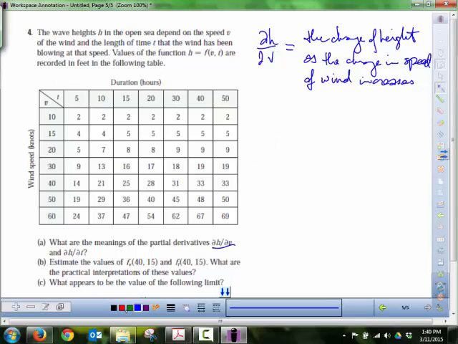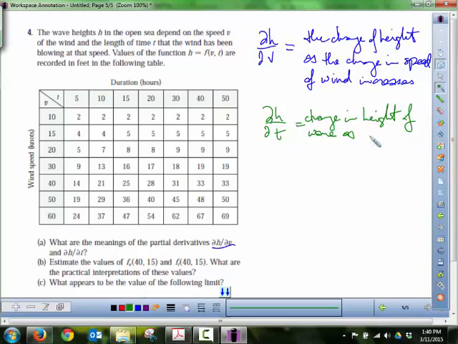And so dH/dt would be the same thing, the change in the height of the wave as the time goes forward. So what you're saying is that you're fixing the wind speed, you're fixing v, the wind speed, and then you want to know how the height of your wave is going to change as time increases. All right?